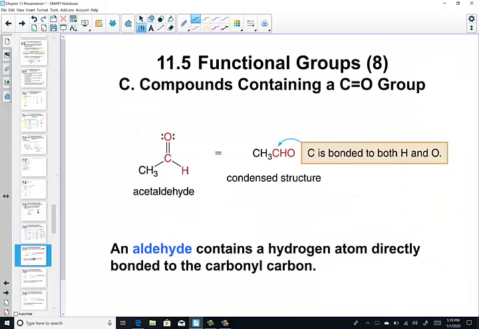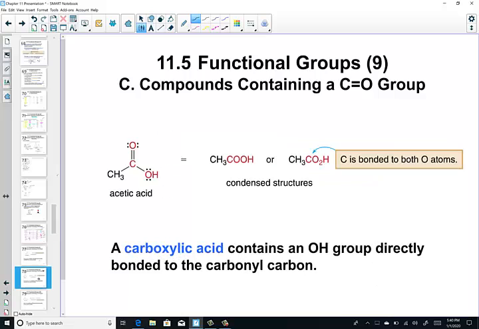Compounds that contain the C double bond O. We know that an aldehyde, that's the fill in the blank word, the aldehyde contains a hydrogen directly bonded to the carbonyl carbon. So we said an aldehyde is C double bond O, and it ends with an H, so it's at the terminal end of a carbon chain. A carboxylic acid contains the OH group directly attached to the carbonyl carbon. And again, this will have to be at the terminal end of the carbon chain.